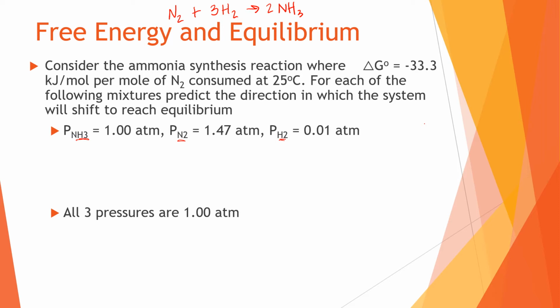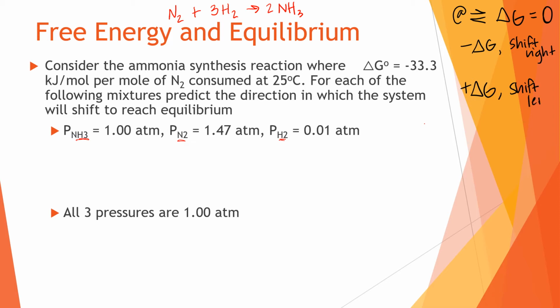Okay? So we are asked to determine what delta G is because we're asked to predict the direction it's going to shift. And how does delta G tell us that? Well, remember, if we are at equilibrium, delta G would equal 0. So if delta G is negative, the way that we need to increase it, we would shift right. And if delta G is positive, we are going to shift left. So it's just another way to look at which way we have to shift to get to equilibrium.